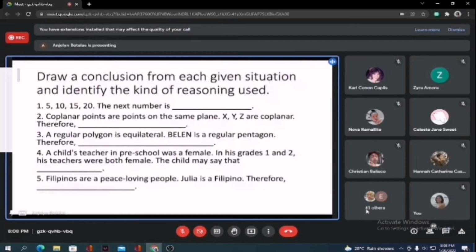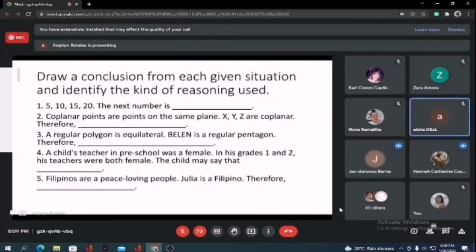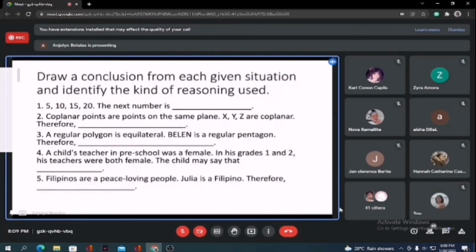Coplanar points are points on the same plane. That is actually the definition. The example given: X, Y, Z are coplanar. Therefore, what can you conclude? X, Y, Z are points on the same plane.